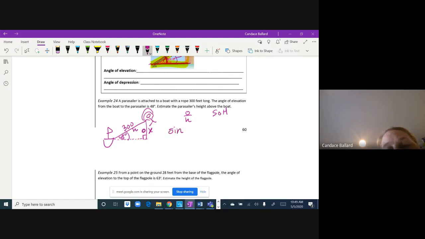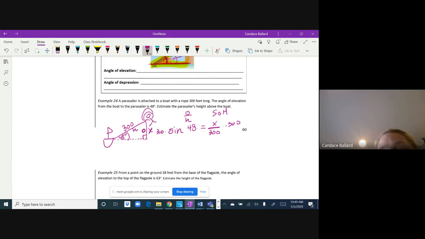So very much like Ms. Rondeau did, I'm doing the sine of 48 equals x. And I picked the x. You can pick whatever variable you like. I don't recommend i's or e's, but everything else is fair game. Over 300. And then I don't do the love thing. So I just am going to multiply both sides by 300.